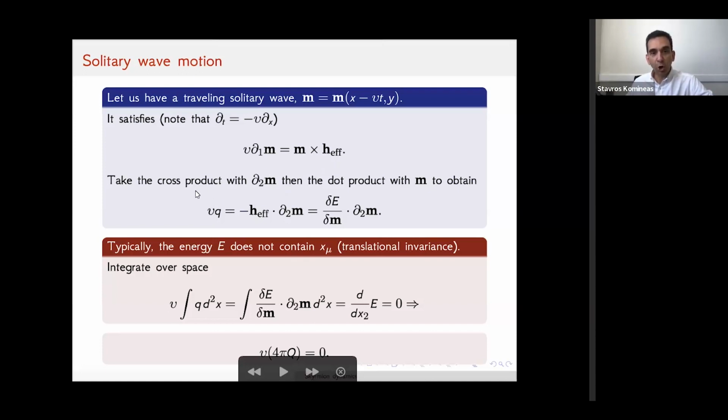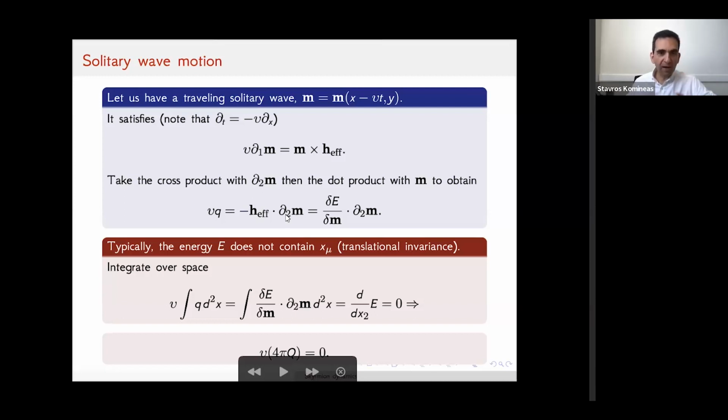I can take the cross product with d2m, so I have d2m cross d1m, and then the dot product with m, so m dot d2m cross d1m, and you might, if you remember, this was exactly the topological density. That's why I do it. I construct the topological density on the left-hand side. And on the right-hand side, I wait and see what the calculation gives. And this is what it gives.